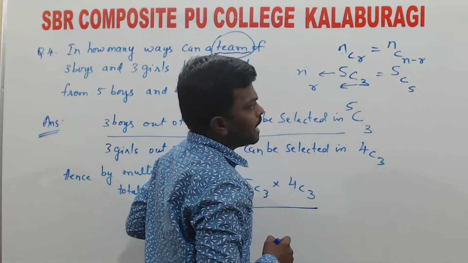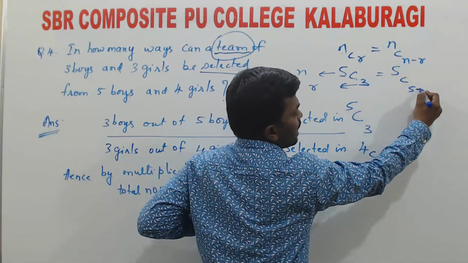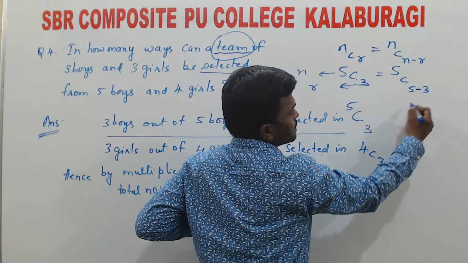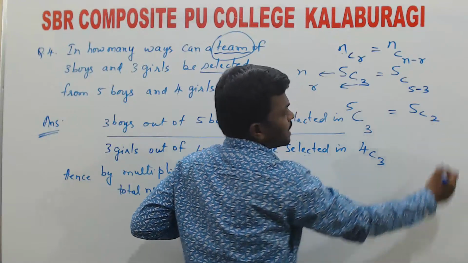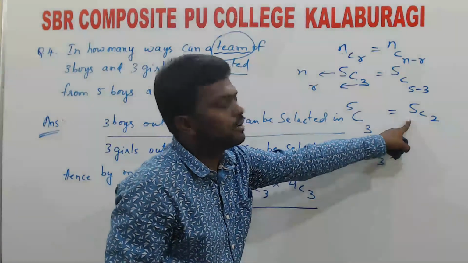3, right? So nC(n minus r), 5C(5 minus n minus r), 5 minus 3. So can I write this as 5C2? So this 5C3 is same as 5C2.